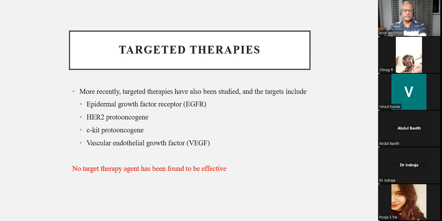And more recently, targeted therapies are also coming. These target the epidermal growth factor receptors, HER2 proto-oncogene, c-KIT proto-oncogene, and vascular endothelial growth factors. But no targeted therapy agent has been found to be effective till now.